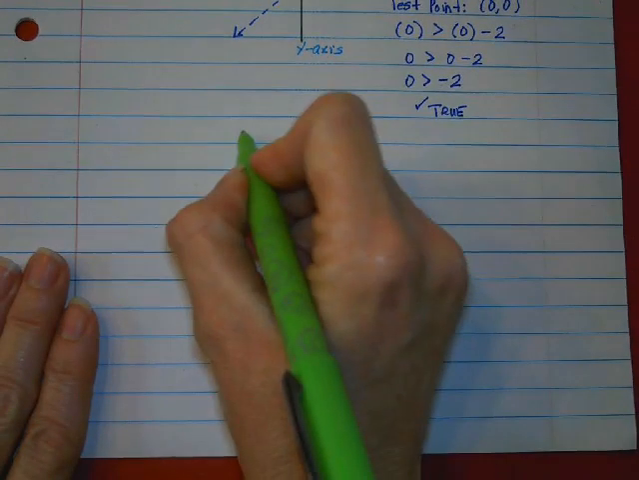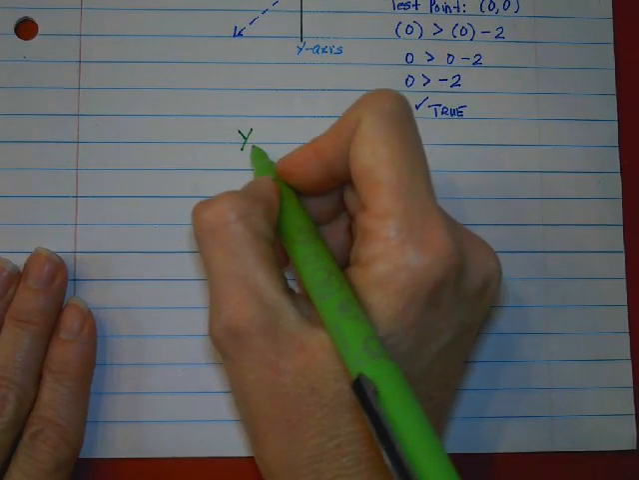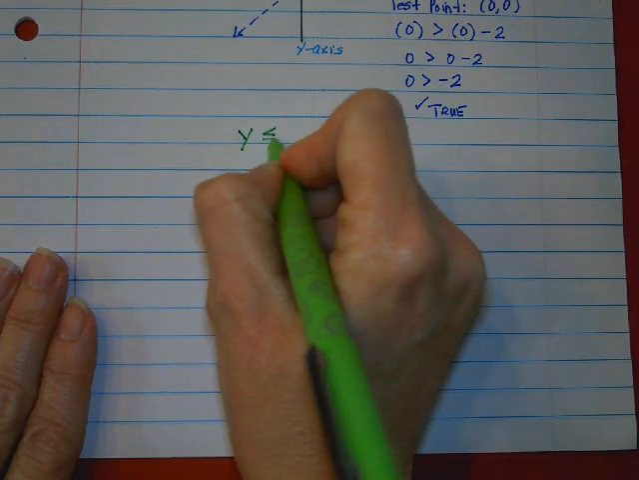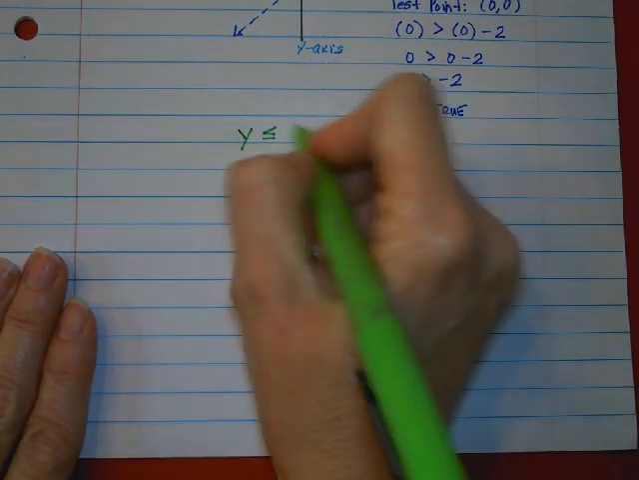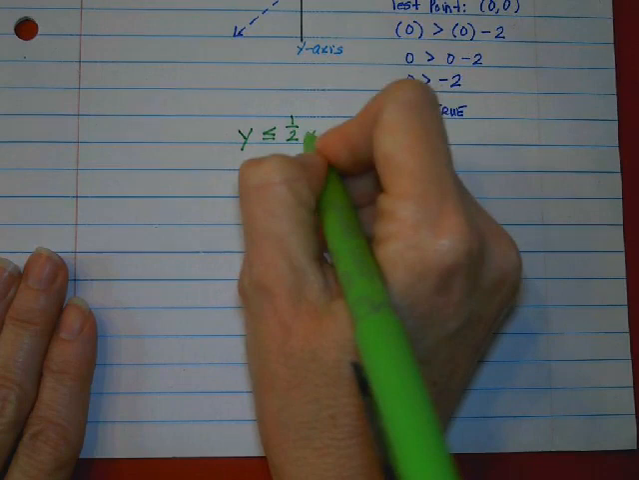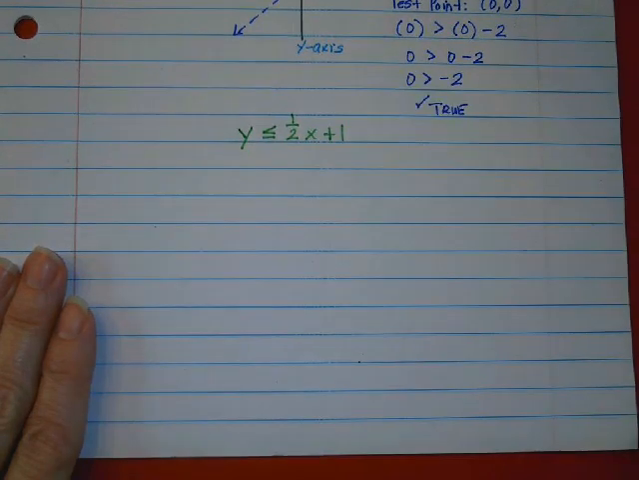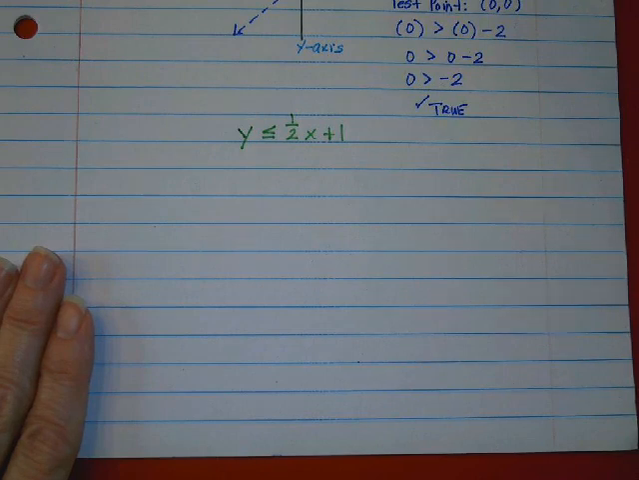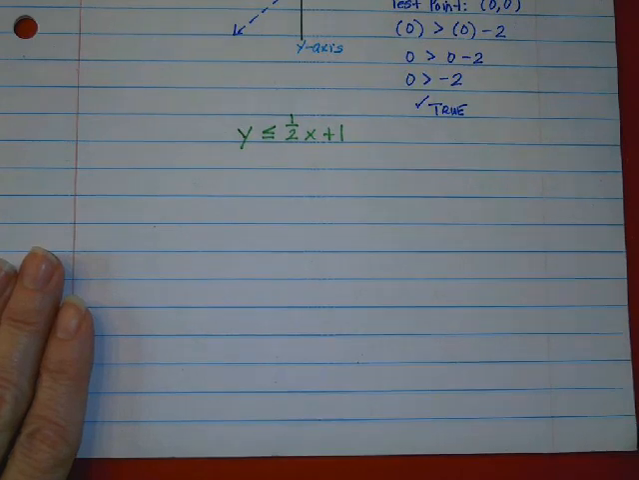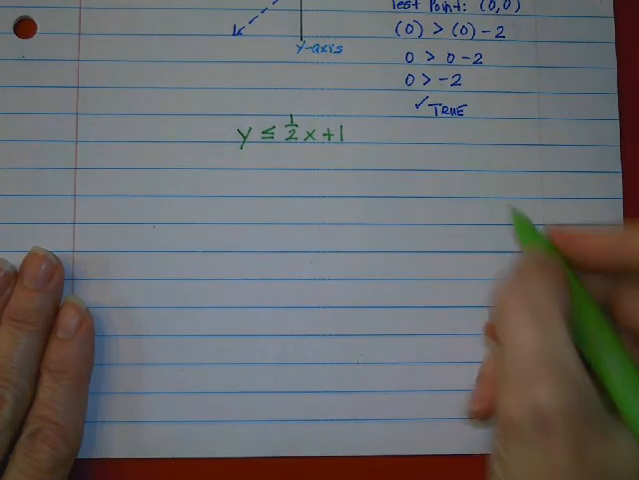We're going to do y is less than or equal to 1/2 x plus 1. All right, so the first thing to do is look at our inequality and determine, is this in slope-intercept form or is it in standard form? So, Isaiah, what form is it in? Slope-intercept or standard? That is correct. It is in slope-intercept form.